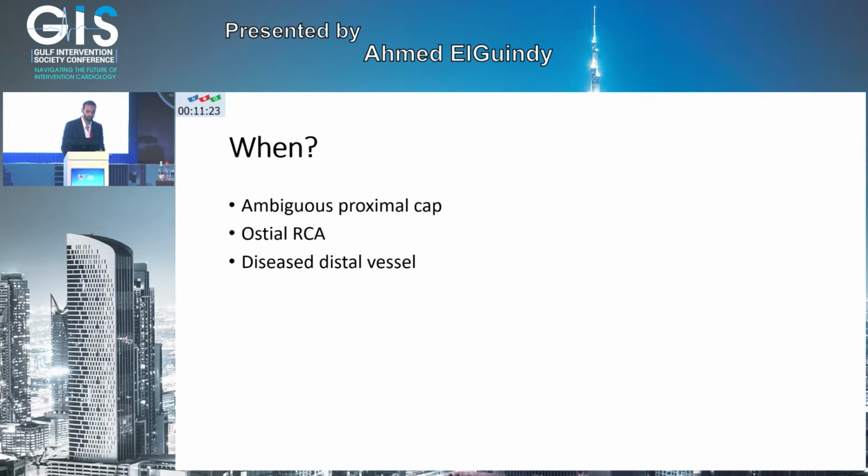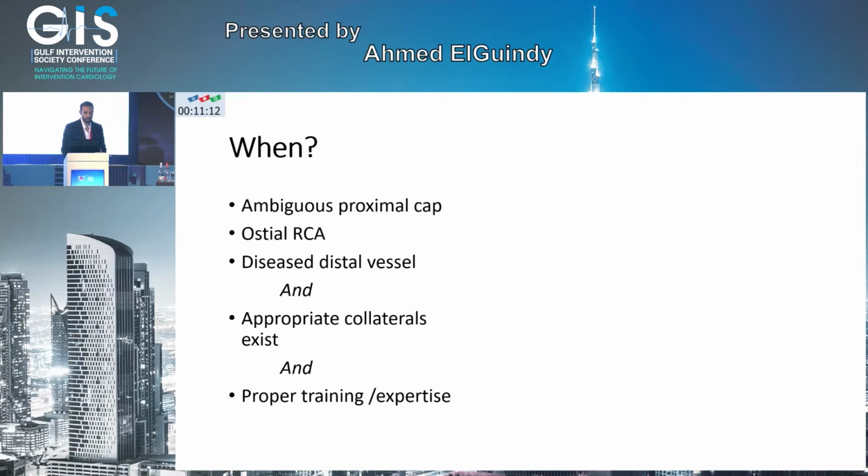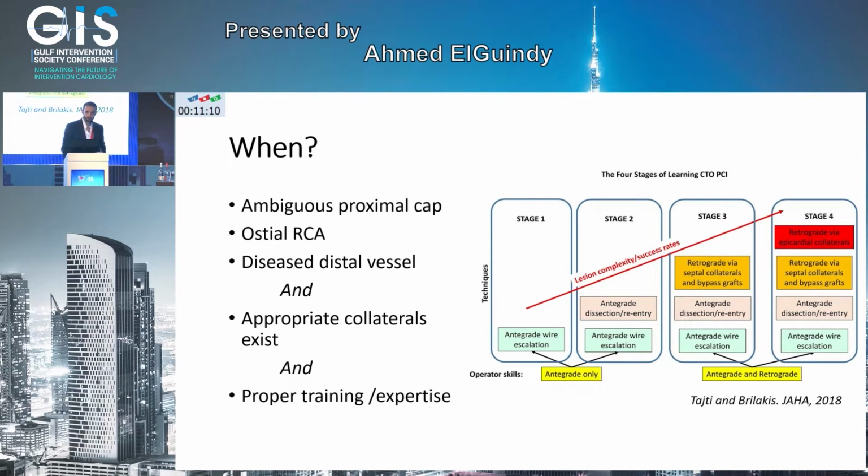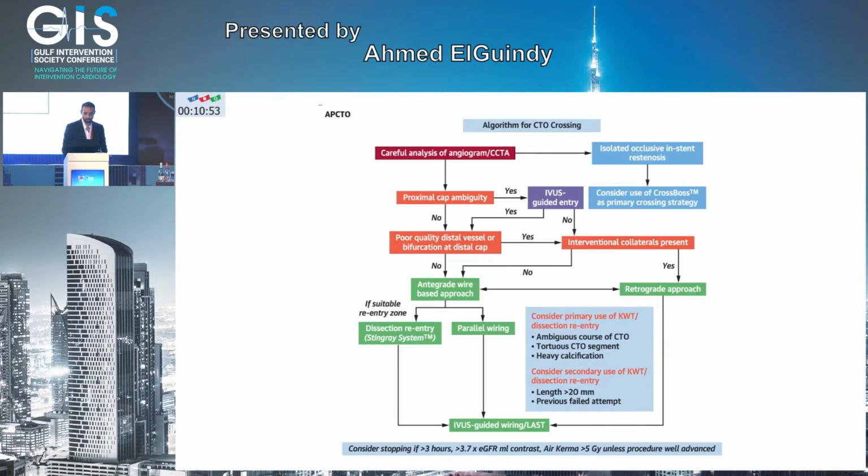It's when we have an ambiguous proximal cap, sometimes when you don't have an antigrade option, like ostial RCAs, or when the distal vessel is diseased, and obviously you have appropriate collaterals and the necessary expertise. And this is how a CTO operator would evolve over time, mastering antigrade wire escalation, then going to reproducible and safe ADR techniques, then retrograde CTO via safe collaterals, that is septals and SVGs, then finally retrograde via epicardial collaterals.